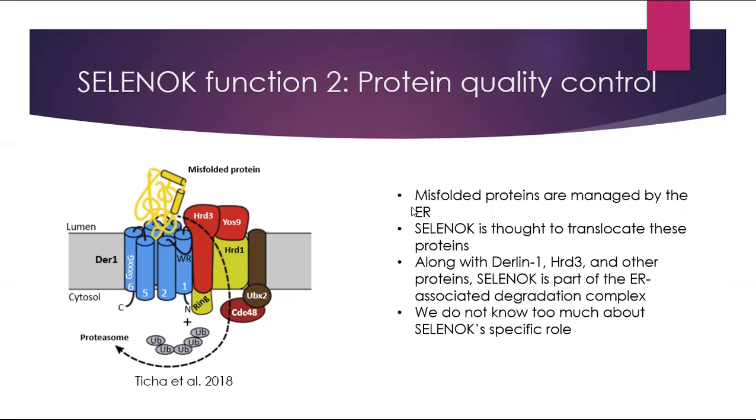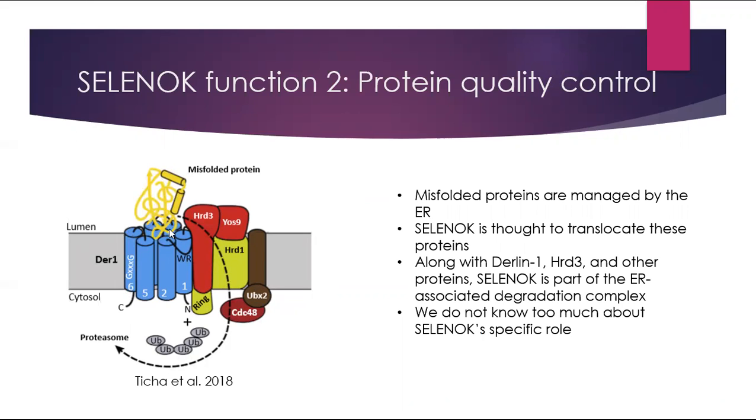Misfolded proteins, in turn, are actually managed by the ER. And many proteins, in fact, are actually synthesized in the rough endoplasmic reticulum as opposed to the cytosol, that is, many membrane proteins. If a protein is misfolded in the lumen of the ER, it's targeted to the ERAD pathway or the ERAD complex. And this complex is comprised of Derlin-1, HRD3, YOS9, and of course seleno K. But you'd also see seleno K in this figure right here.